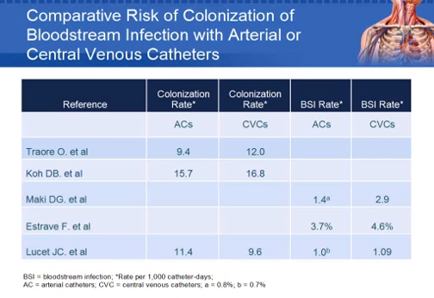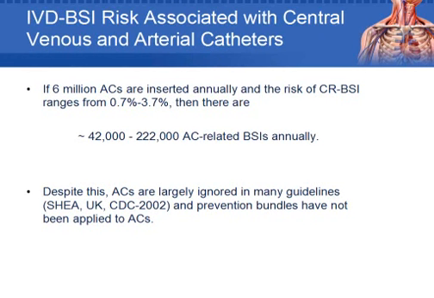So all 5 studies that we have looking at either colonization and/or bloodstream infections find that the risk of colonization of arterial and venous catheters is the same, and the risk for bloodstream infections is the same. So if we then go back to the 6 million arterial catheters that are inserted annually in the United States, and if we take the data from these studies, that the risk for catheter-related BSI or CRBSI ranges from 0.7 to 3.7%, then there are approximately 42,000 to 220,000 arterial catheter-related BSIs annually. The grand majority, if not all of these, are missed because when a patient has signs and symptoms of sepsis, a culture is done of either the lumens of the venous catheter and/or peripheral sticks, and no culture is done of the arterial catheters at all.